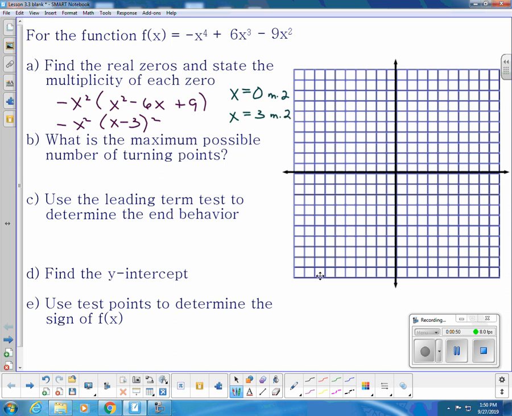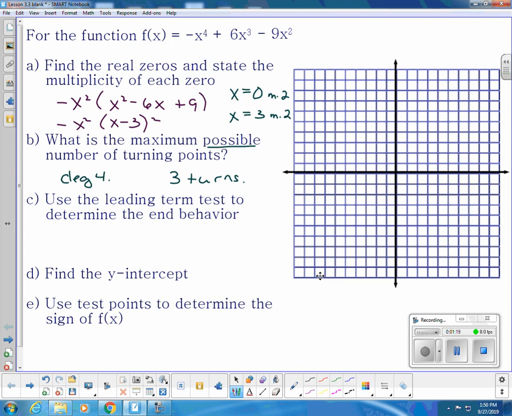So when I go to graph these and I have a second multiplicity, is that a cut, a bounce, or a jog? It's a bounce. So keep that in mind. We have 2 bounces. What's the maximum number of turning points? Well, what's the degree? So it's a degree 4. So they are just saying possible. How many possible turning points do we have? 3, okay? So they're not saying that's actually going to happen, and it may or may not.